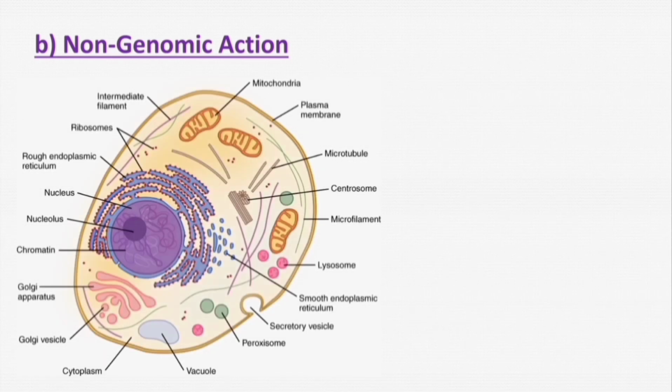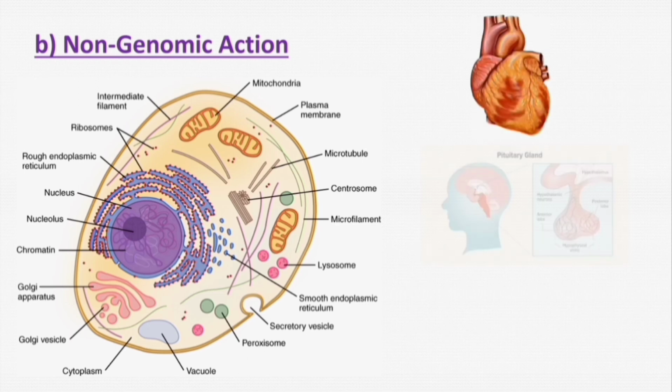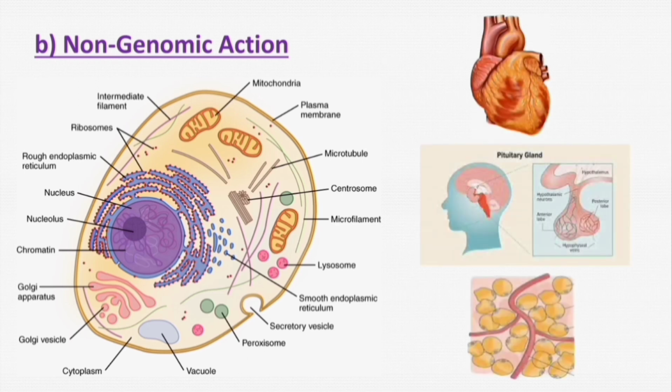Then there is also non-genomic action of this hormone, and this effect occurs through second messengers such as cyclic AMP or protein kinases. The site of non-genomic action appears to be the cell membrane, cytoplasm or mitochondria. This non-genomic action occurs within minutes, and especially it occurs in tissues like heart, pituitary and adipose tissue.